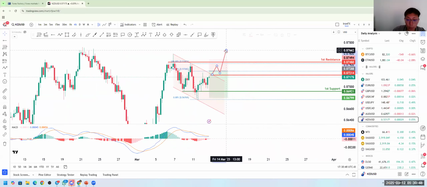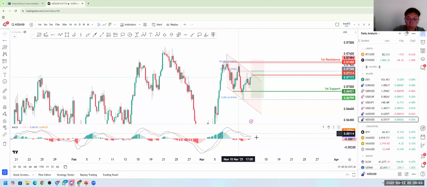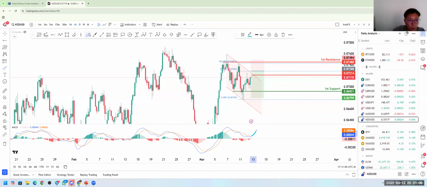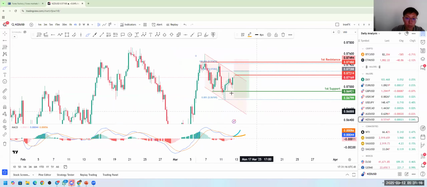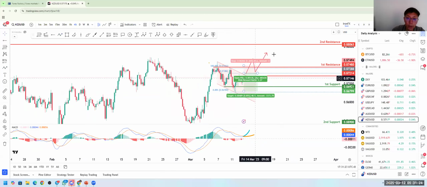So there is a possibility for both, right? So we can look at MACD as an indicator. If MACD crosses back up, let's say the blue line crossing above the orange line, then we don't want to look at sells anymore, because there is a possibility for it to break above this bearish channel and go higher.